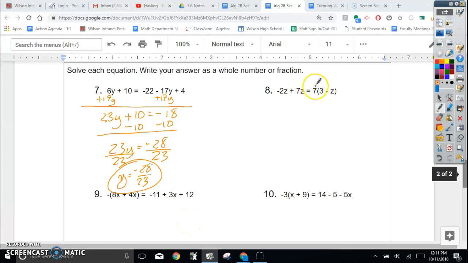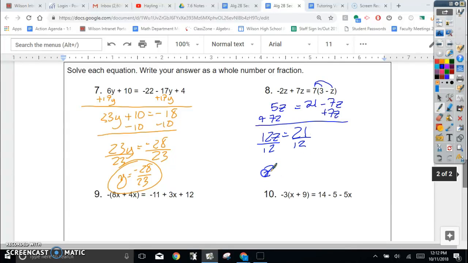All right, come in here, multiply the 7 in. I can combine negative 2z and 7z, so that'll be 5z. This is going to be 21 minus 7z. He's smaller, so I'm going to add 7z over. That's going to be 12z equals 21. Divide by 12. And then I'm just going to reduce this by 3. So that'll be 7 over 4. So 7 fourths, because I divided these both by 3 to get 7 over 4. All right?